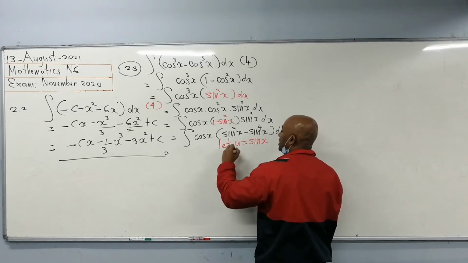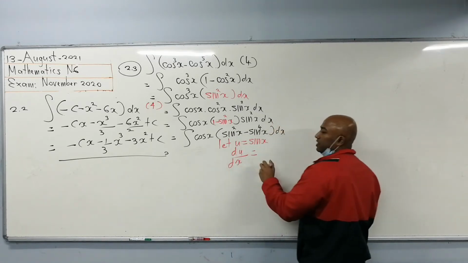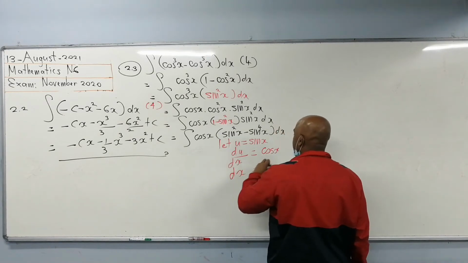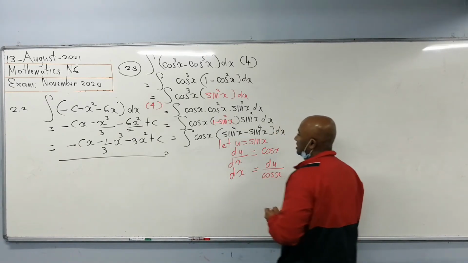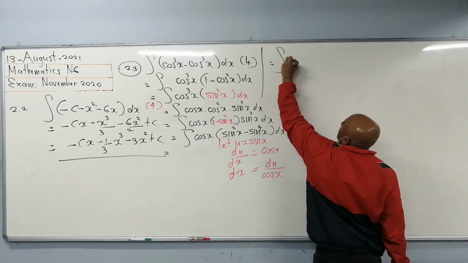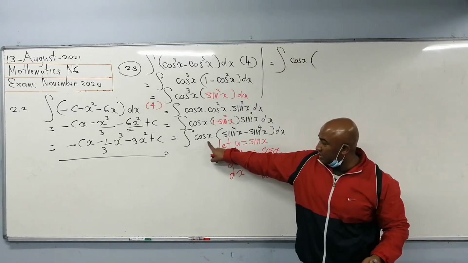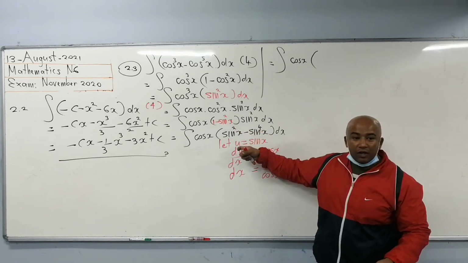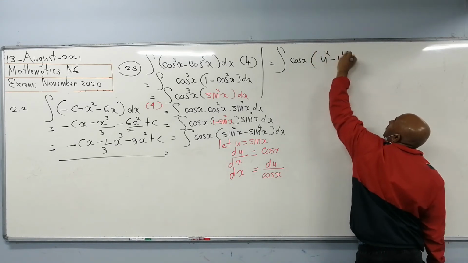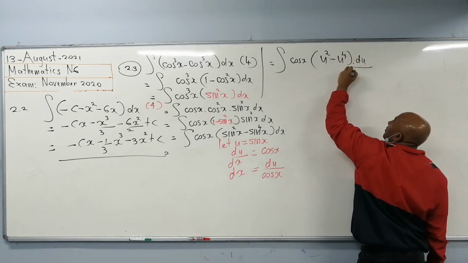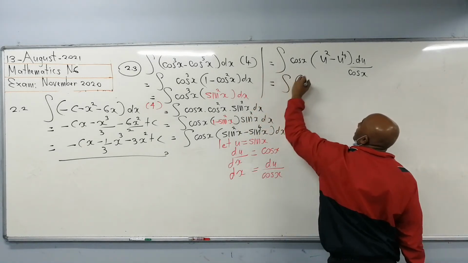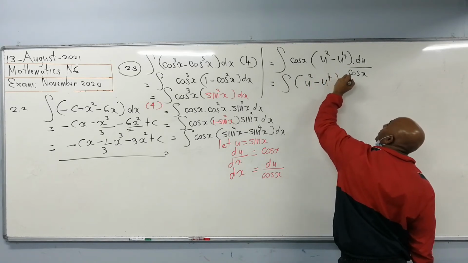You let u equal sine x, then du over dx, the derivative of sine, is cos. You don't have to use u substitution, but I'm just showing it to you. dx is going to equal du divided by cos. So what happens now is this is cos x, sine squared, sine is now u, so this is going to be u squared minus u to the power 4, and dx is du divided by cos. The exact derivative cancels, cos and cos cancel, so I end up with u squared minus u to the power 4 du.